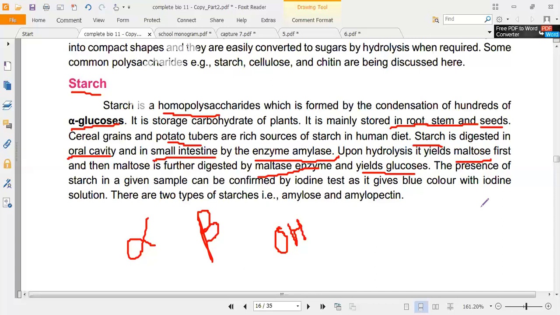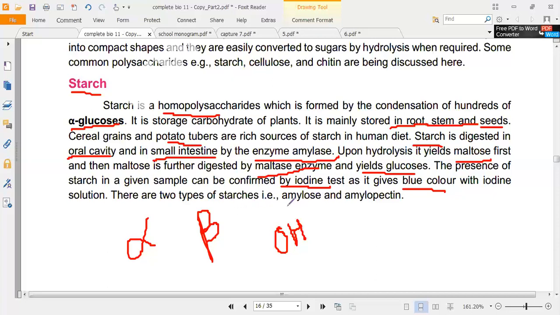So the presence of starch is confirmed by what? By the iodine test. So iodine gives a blue color with starch. If you put a few drops of iodine on a cut potato, after some time it turns slightly bluish in color, so it means starch is present over there.